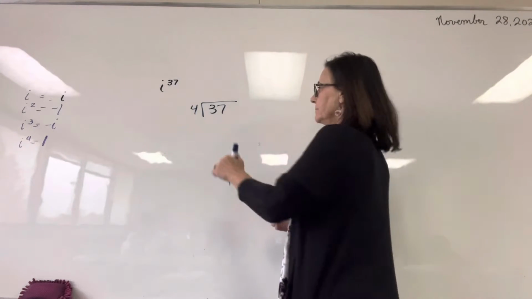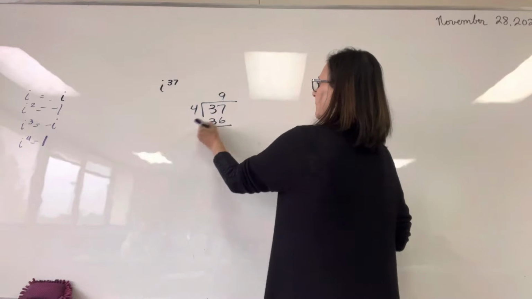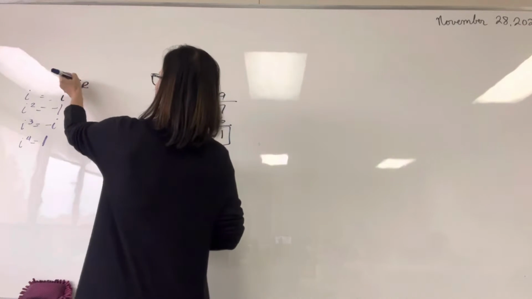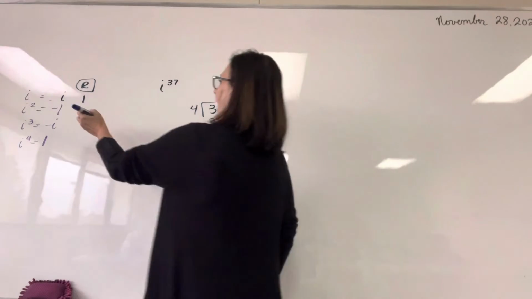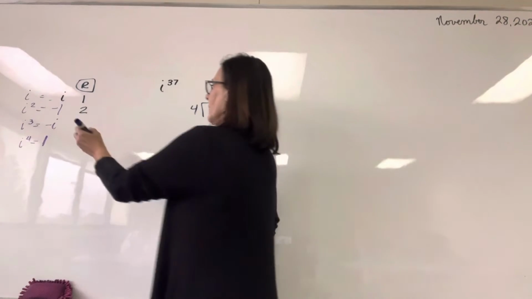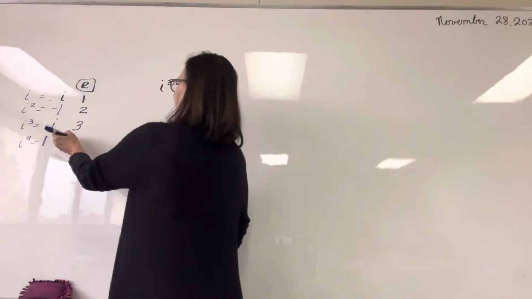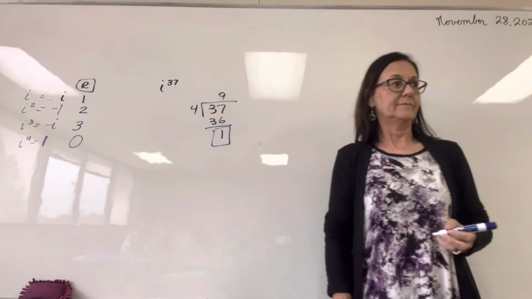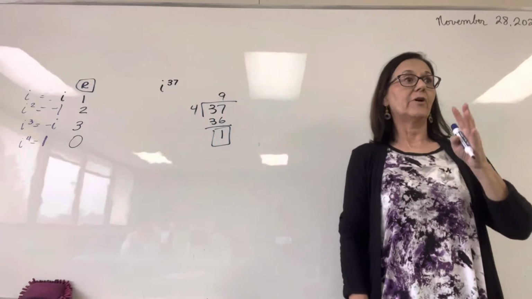How many times is 4 going into 37? 9. 9 times 4 is 36. My remainder is 1. That's what I'm going to look at. If I have a remainder of 1, it's i. If I have a remainder of 2, it's negative 1. If I have a remainder of 3, it's negative i. If I have a remainder of 0, it's 1, because that means it goes in 4 an even number of times.